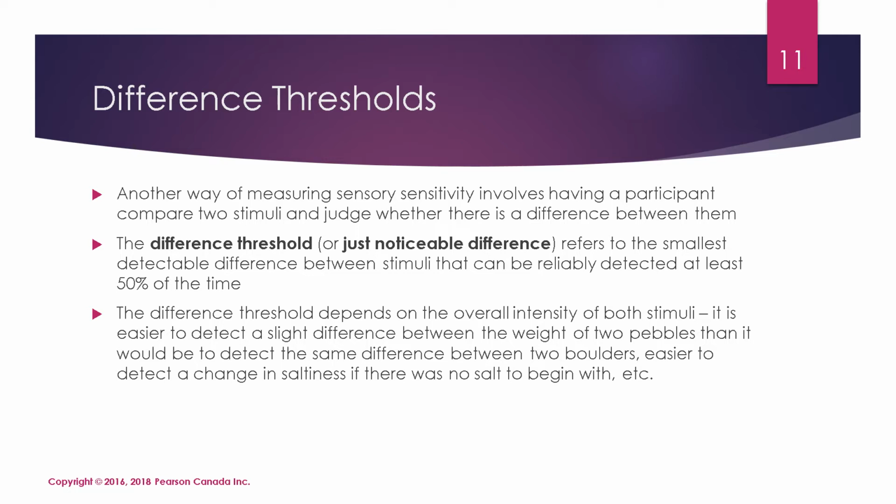And so another example will be with saltiness. If you put salt on French fries, it's going to be a lot easier to distinguish whether there was no salt versus 1 shake of salt than it would to distinguish the difference between 4 shakes and 5 shakes of salt. Right? So again, the fact that there is more overall in the second scenario means that you would need a greater amount of difference to be able to detect it reliably.